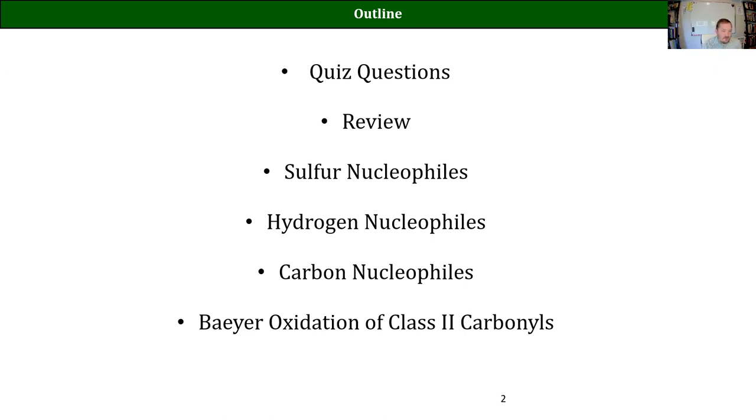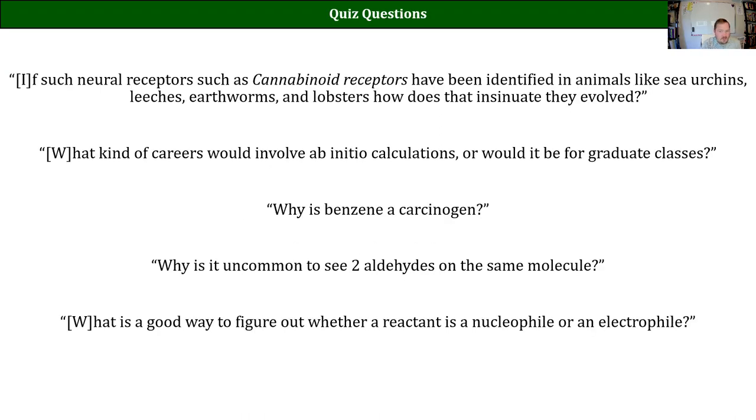And then the carbon nucleophiles, and there's a couple of different ways we can have carbon nucleophiles, get a little bit more interesting. But we'll start with questions from the quiz.